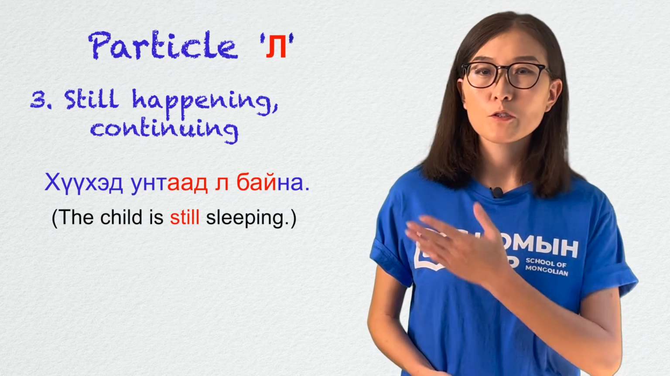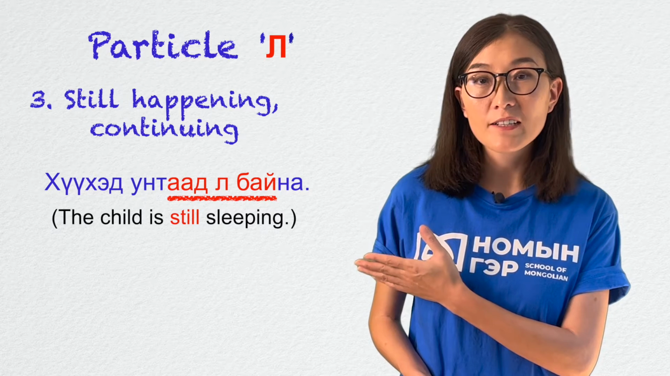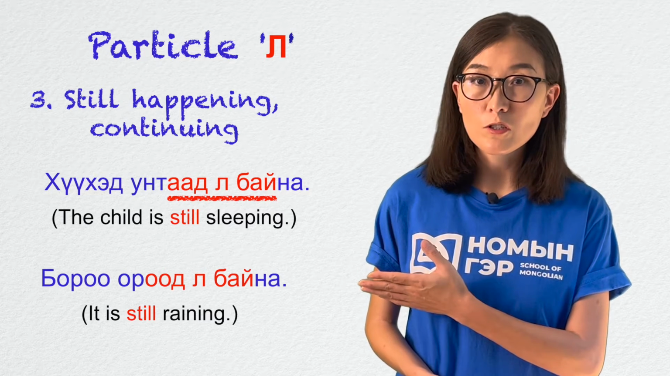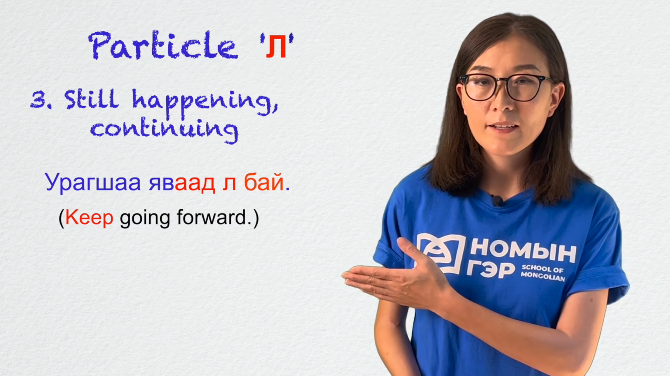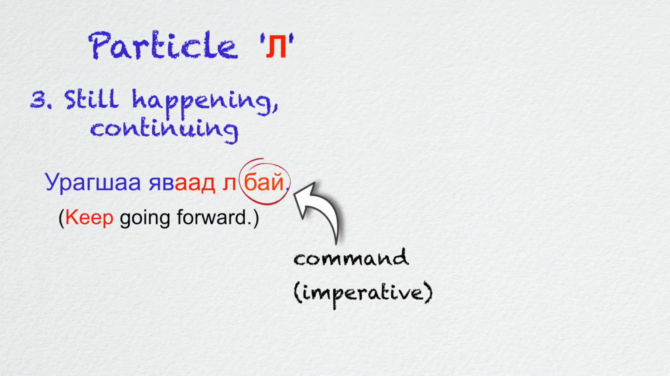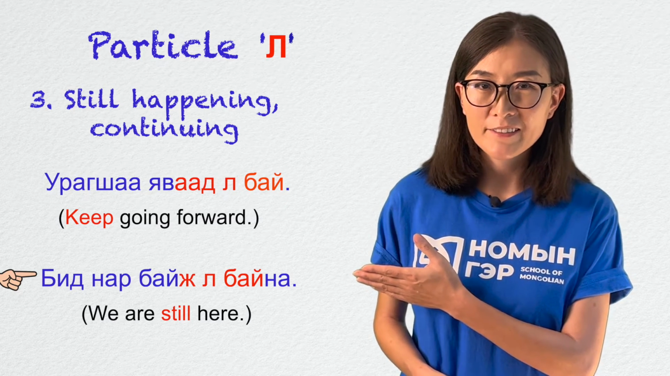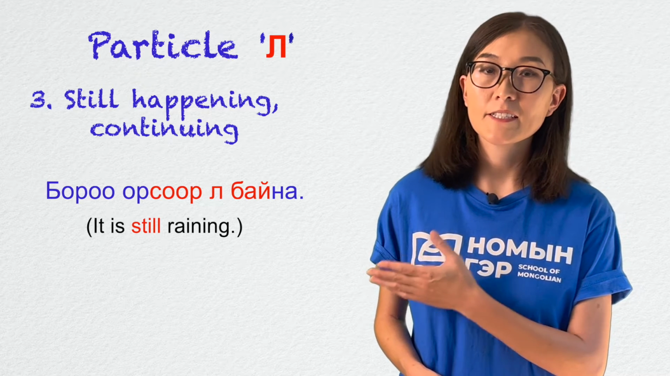For example, хүүхэд унтаад л байна. Child is still sleeping. Бороо ороод л байна. It's still raining. Урагшаа яваад л бай. Keep going forward. Бид нар байж л байна. We're still here. Бороо орсоор л байна. It's still raining.